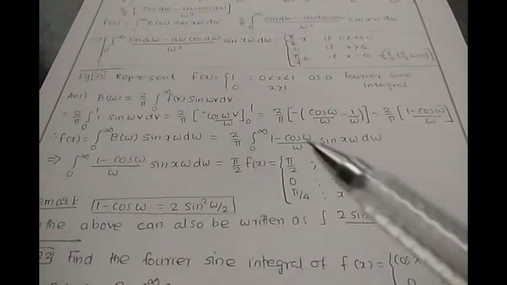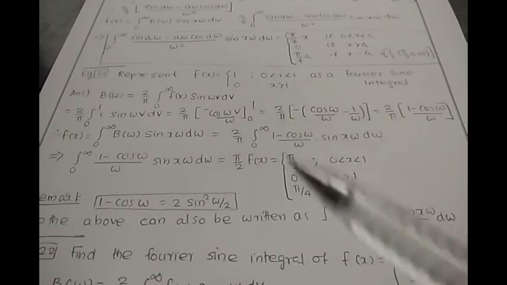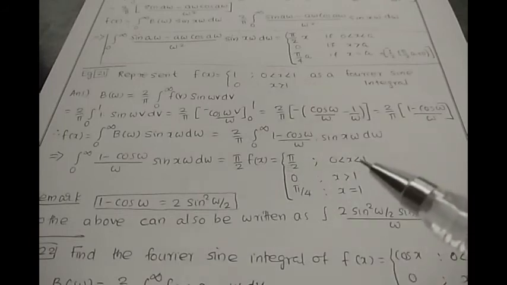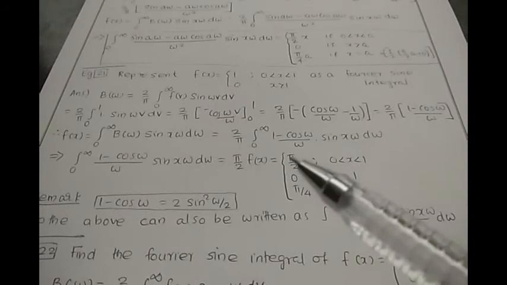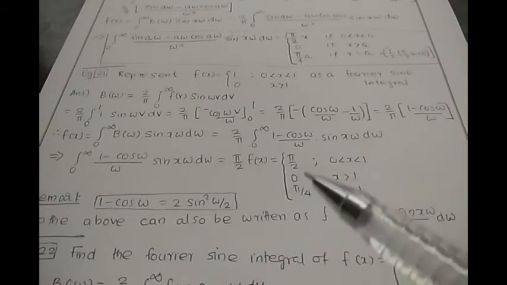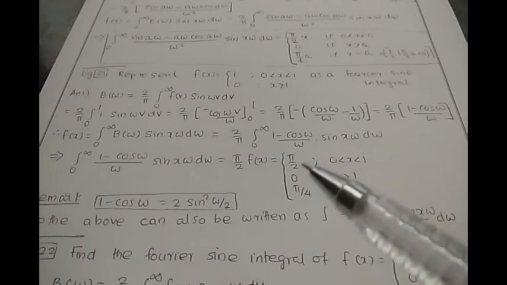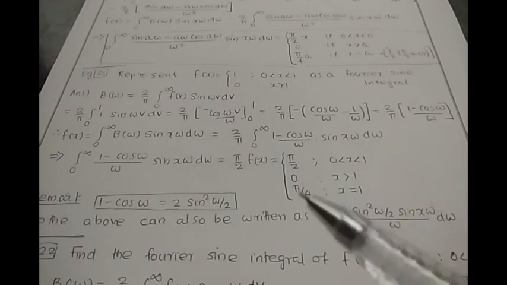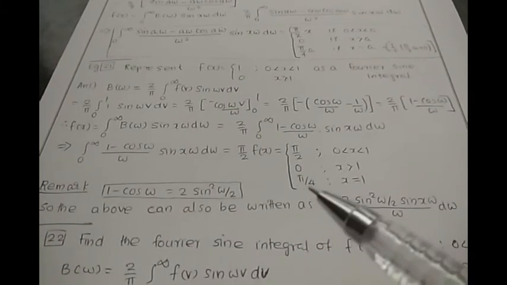This value if you substitute in place of b omega here, we will get like this, 1 minus cos omega by omega sin x omega d omega. So this 2 by pi, we have to move to the left side, so it is pi by 2 into f of x. F of x is 1 here, so pi by 2 here, and at x equal to 1 the value is pi by 2, at x equal to 1 the value is 0 here, which means these two values are different. There is a point of discontinuity, we have to take the average 1 by 2 into pi by 2 plus 0, which is pi by 4. At x equal to 1 we will get pi by 4.